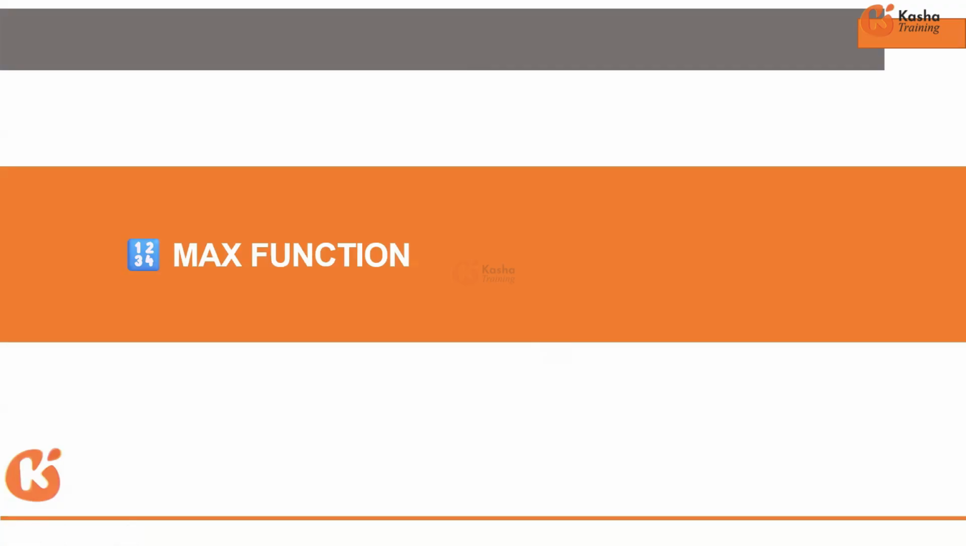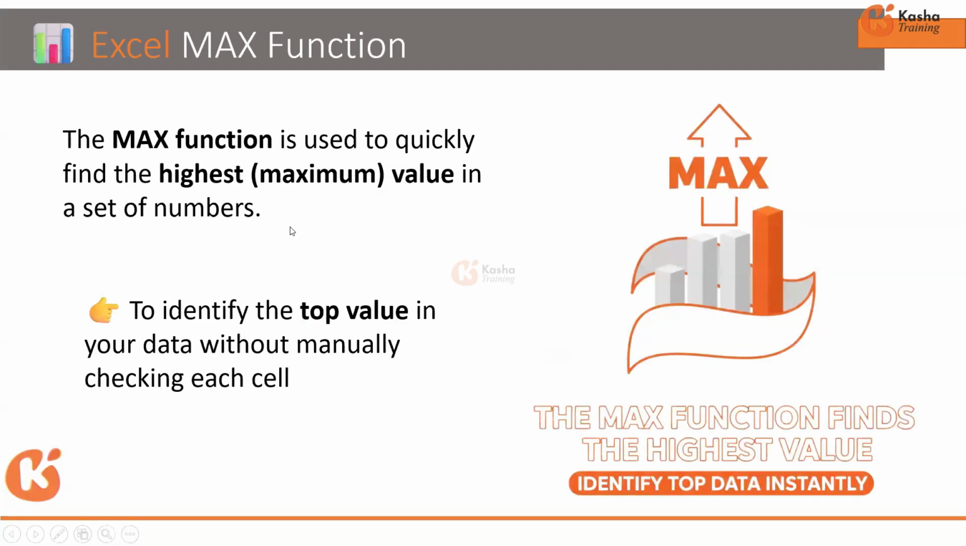So let's see what the maximum function is. The maximum function is used to quickly find the highest value in a set of numbers. So if you have multiple numbers and you use this formula, it will tell you the highest value in that. It is just to identify top data instantly. So with the Excel formula, you can identify the top data instantly.